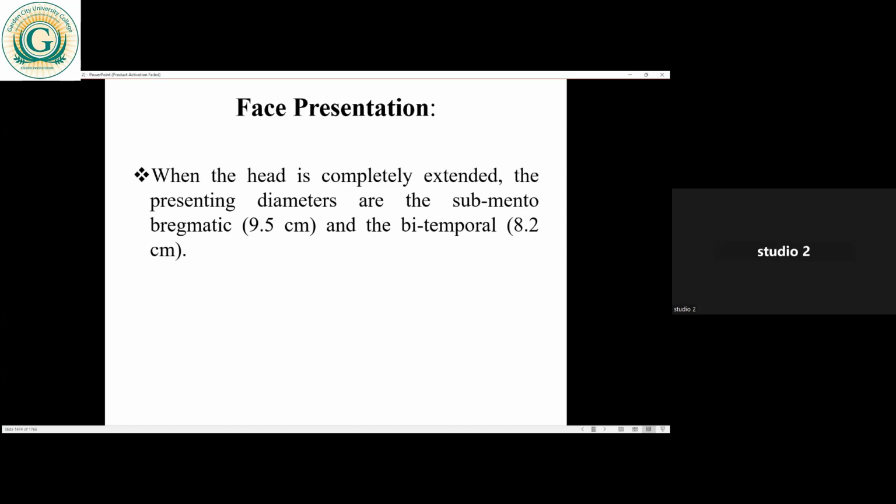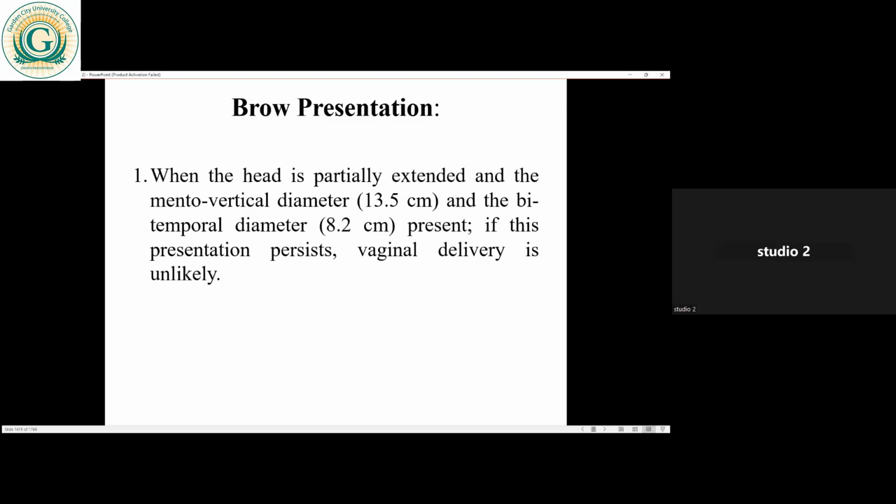When the face is coming, if you do a vaginal examination of a woman whose baby is in face presentation, the baby licks your hand, and you know the baby is coming with face. And the baby licks your hand because it doesn't want any damage of the face or of the eyes. Then we have brow presentation, when the head is partially extended and the mentovertical diameter shows, and the bitemporal diameter. And if this presentation persists, vaginal delivery is not likely at all.